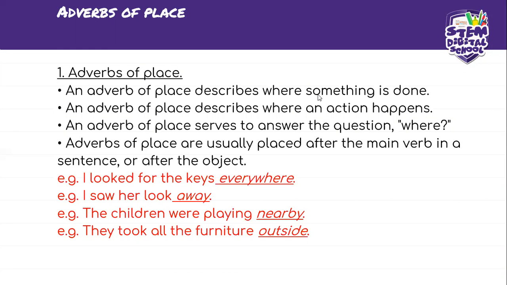Remember, we said that an adverb is a word that tells us more about a verb. So what that means is that an adverb of place tells us about where that verb happens or where that verb is done. So it tells us about the place where the action verb happens. That is what an adverb of place does.